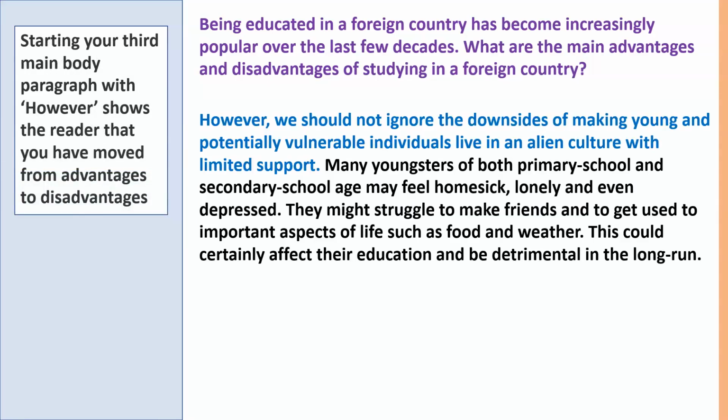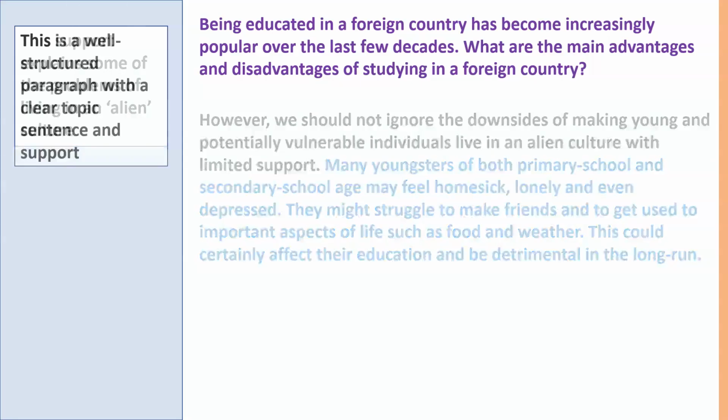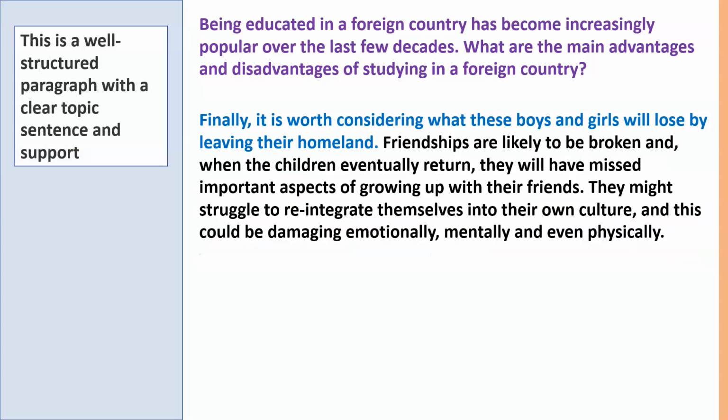Now we move on to the third main body paragraph, and starting with "however" shows the reader that you have moved from advantages to disadvantages. A really good idea. It's a quite basic word, but it helps the examiner so much to see that you've moved on to disadvantages. The support explains some of the problems living in an alien culture. So you've put forward an argument and you've supported it. And the final main body paragraph, another well-structured paragraph, clear topic sentence, and support.